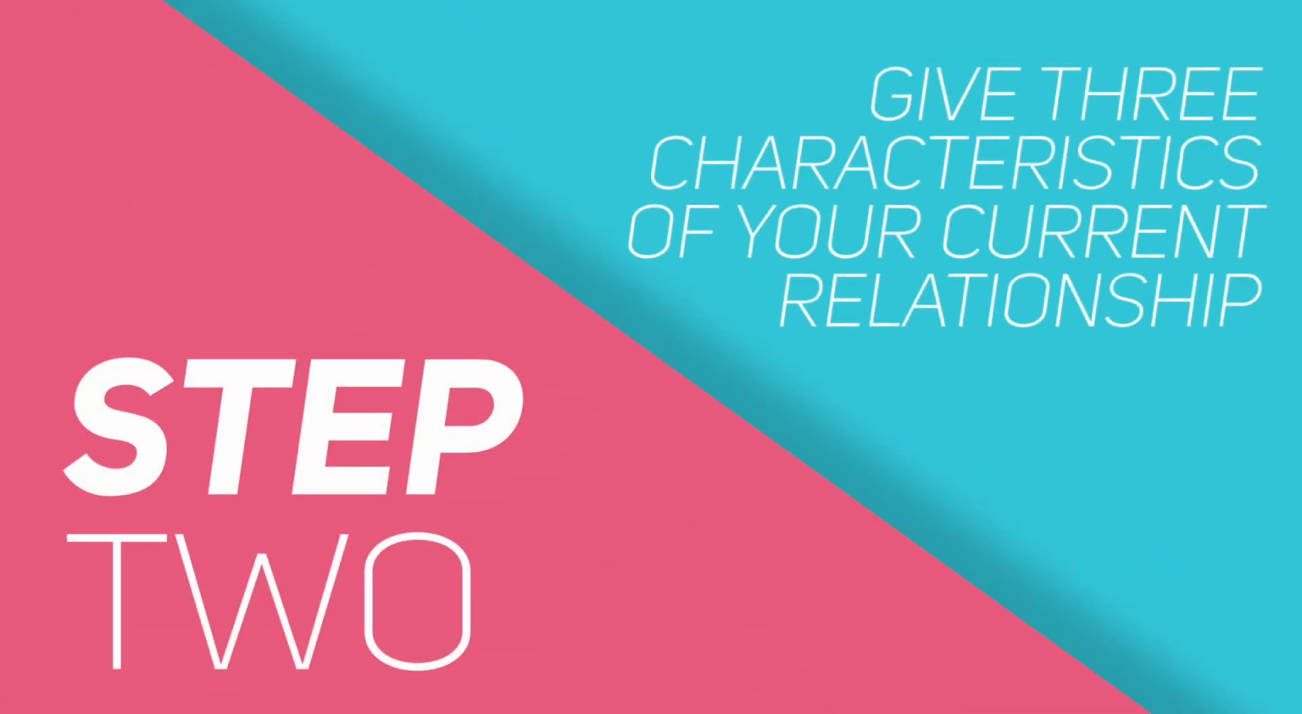That's step 1. Now, step 2 is also very important. You need to give 3 characteristics of your current relationship. Now we're connecting you to those people or that person. So you start talking about your relationship with those individuals.